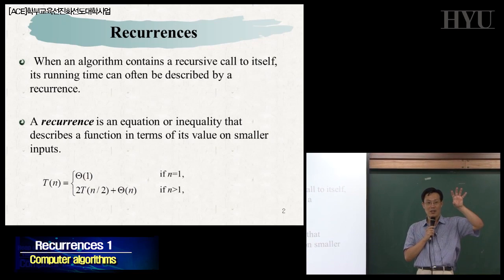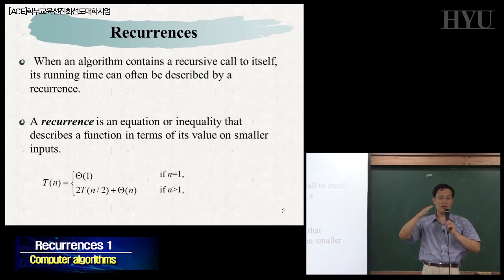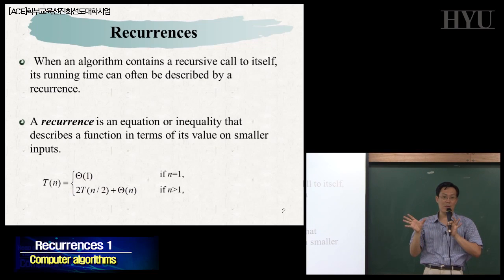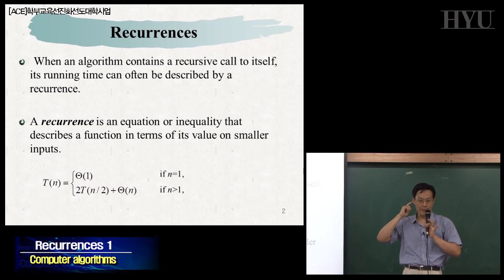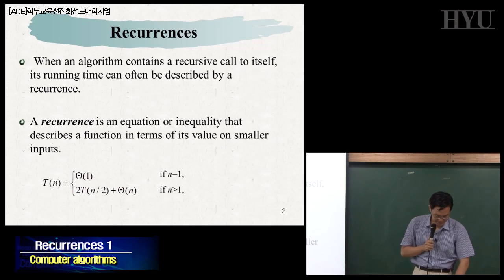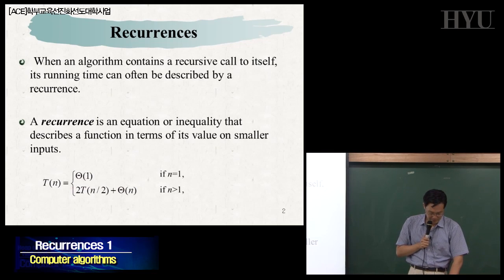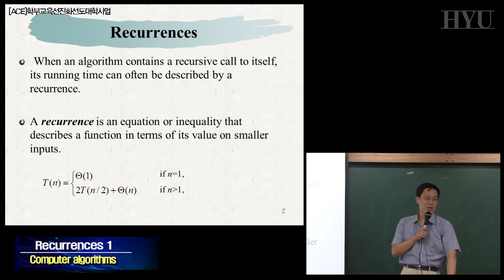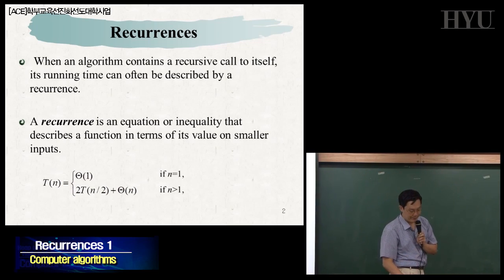Yes, more exactly, we divide the whole array into two subarrays and then run merge sort recursively on each subarray. So we run it twice. So this is the meaning. And how about this? What is this? Yeah, to merge two sorted subarrays. Okay.